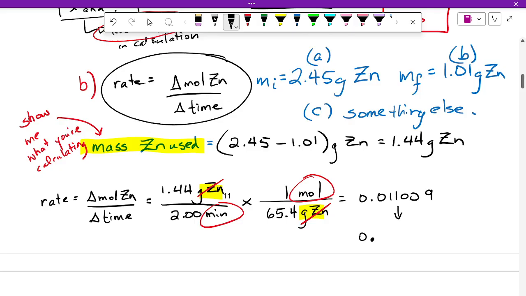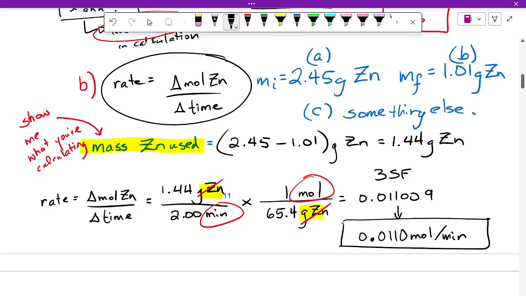Tell your partner, what should that number be? We want 3 sig figs. 110. Is that correct? No, but that's 3 sig figs though. That's not 3 sig figs, is it? How many sig figs is that? 2. Okay, so we need to have that third one there, and then we will have our units, moles per minute, put a box around it, and you're all done. Is that good?